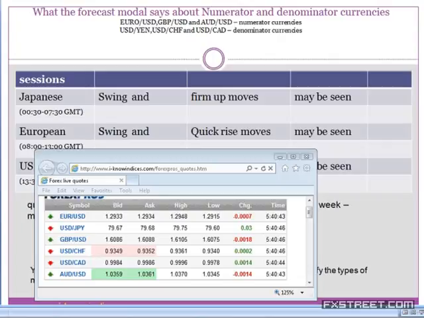Then Chow Kiat, you called for USD CAD to reach parity. How far will USD CAD rise from here? Yeah, USD CAD could rise to the 1.01 level to start with.